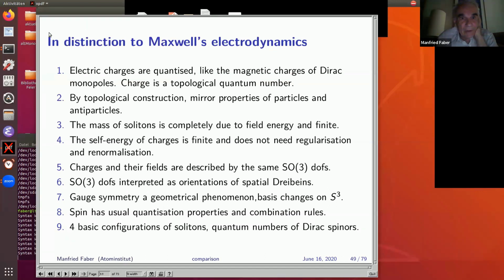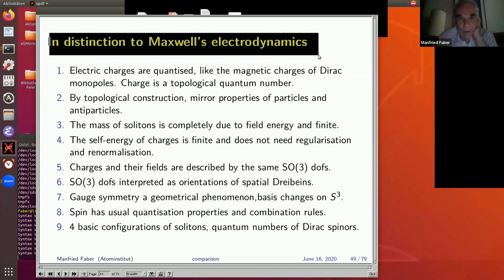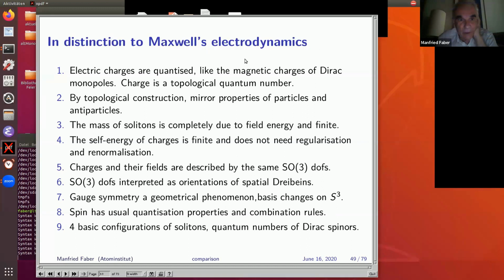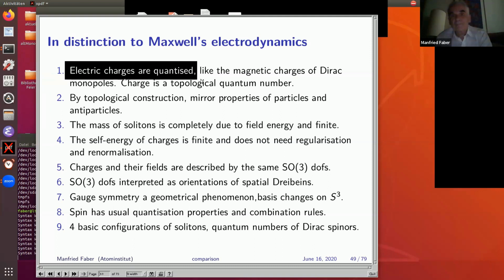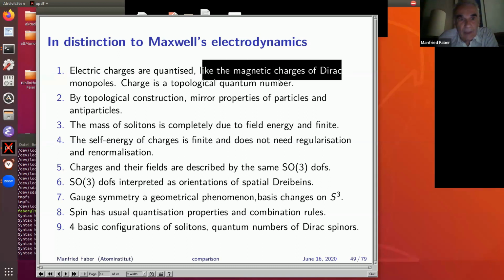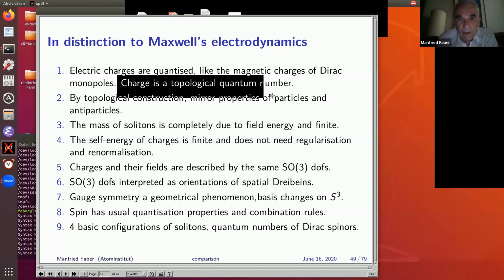So there are differences to Maxwell electrodynamics, and of course one has to check if this may be some reason to reject this model. One difference is that electric charges are quantized. There are no other electric charges than integer multiples of the unit electric charge of the electron. They are quantized like the magnetic charges of Dirac monopoles, since charge is a topological quantum number. This difference to Maxwell electrodynamics we, of course, like.